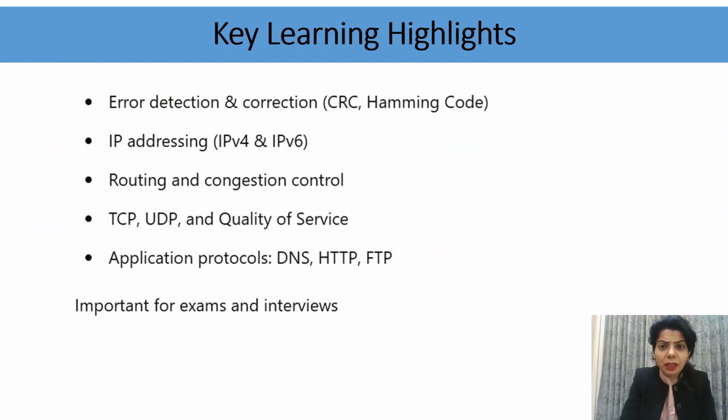Now let's come to the key learning highlights. Dear students, these are certain topics which I mentioned here. These are very important. Numericals are generally asked from these units, not only in the exam, the university exam, but also in the GATE exam. So these topics are really very important, so you have to have good practice of these concepts as well as numericals based on these concepts.